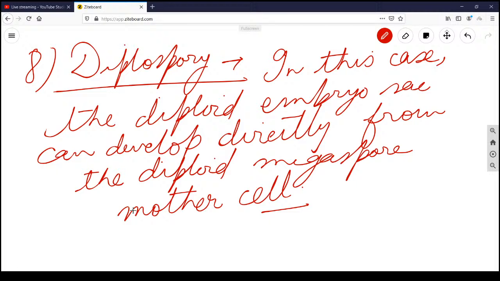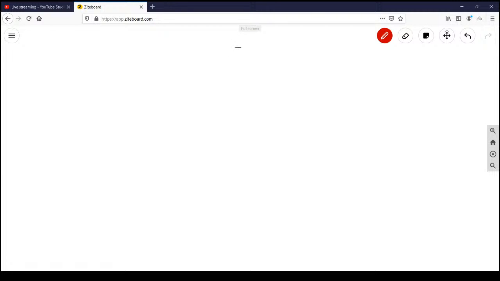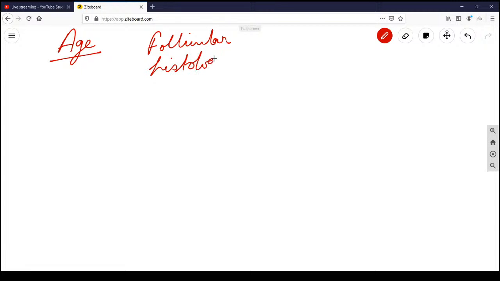So now what we will be doing is we will be going for the next chapter, where we will be starting the oogenesis directly, and then we'll be coming on to the different male and female reproductive tract. First I'll give you a specific table where you will be finding age, then follicular histology, then meiotic events in ovum, and also the chromosomal complement, where you will be looking at how many chromosomes are present. So you can make a table where you will be having age, follicular histology, then meiotic events in ovum.